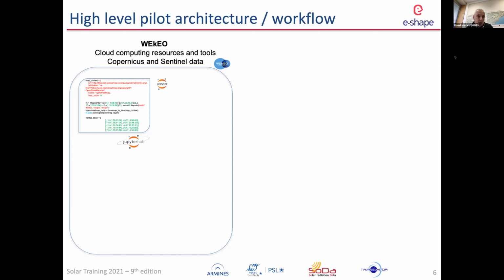WEkEO is one of the 5 DIAS. DIAS stands for Data and Information Access Service. These are 5 cloud computing resource and tool providers that have the mandate to provide connectors towards Copernicus and Sentinel data. They are not the same as Amazon, which maybe you know already, but they focus on providing such cloud and computing resources, and they have key connectors to Earth observation assets. So we have deployed this notebook, the Jupyter notebook, on WEkEO.